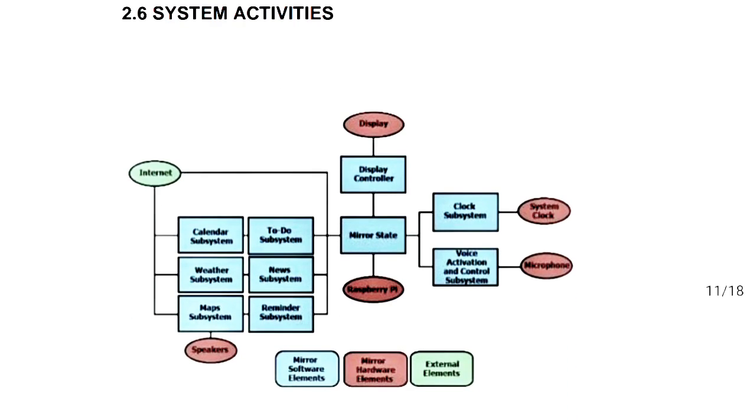Then talking about the system activities, there is a mirror state at the center, because the mirror is what is visible to the user and is controlled by the Raspberry Pi. It displays the data. Then on the right side it goes to the system clock and a microphone for voice commands. And on the left side there are many subsystems like calendar, weather, maps, news, reminders and much more.